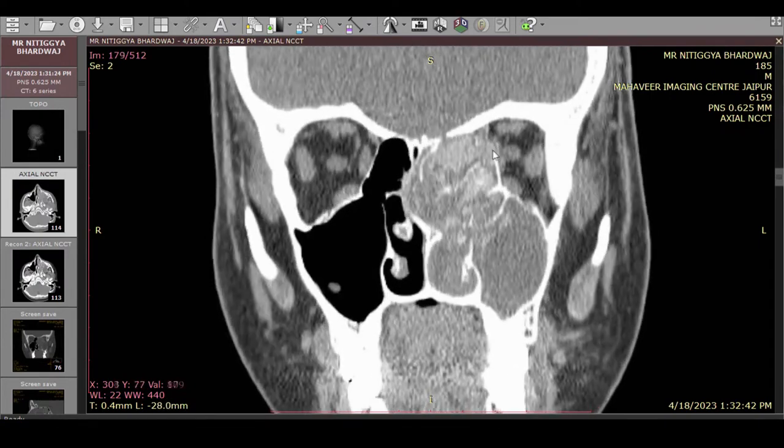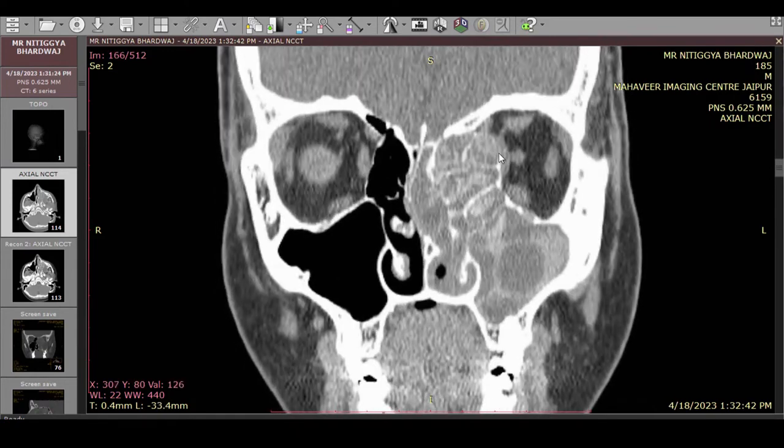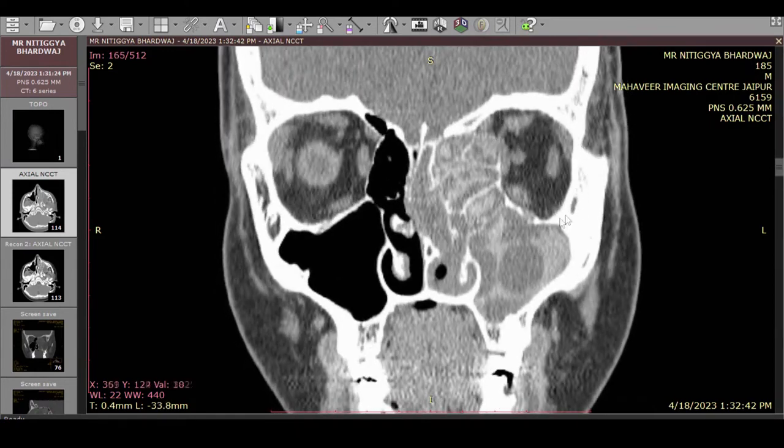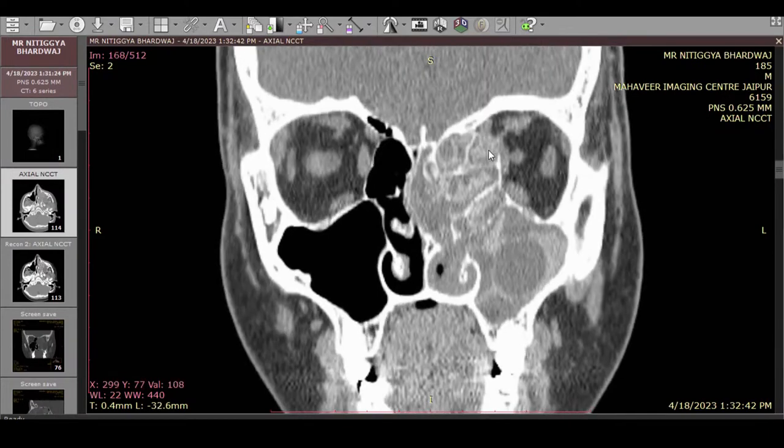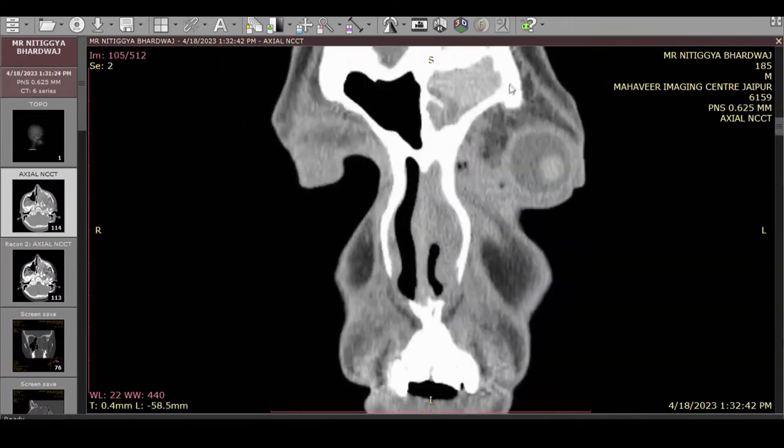In these cases, this is non-invasive. This is pressure expansion. And see how the orbit is compressed to give a proptosis in this patient. Though the periorbita is always intact, this is not invasive fungus. And see, all the septations are partly destroyed. You cannot differentiate which septation is what.